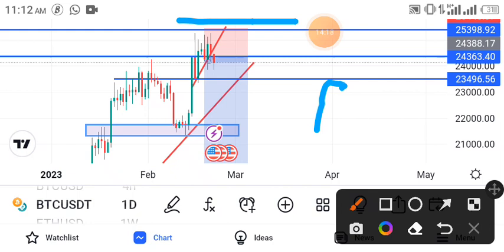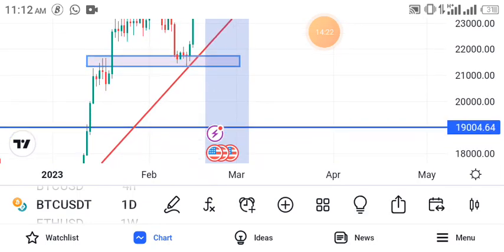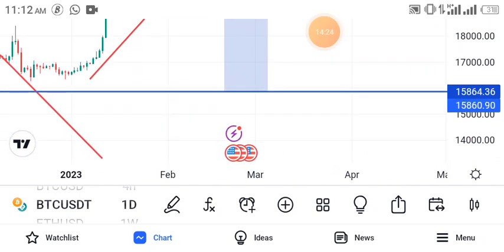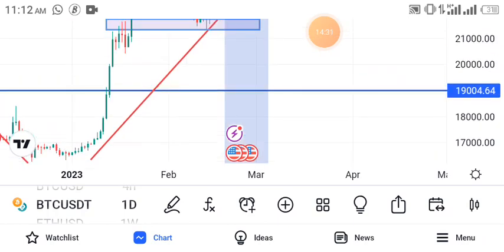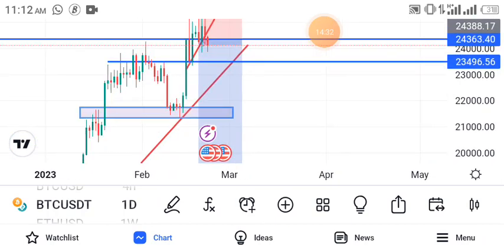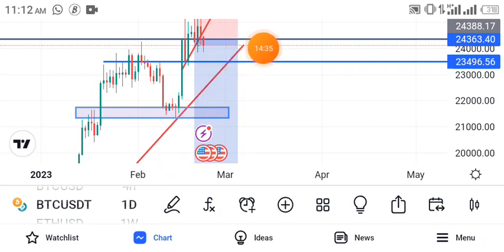Then you short it down to this area here, 15,864. So that's what I think. But remember, you cannot just hold the trade like this. It can come back to this support and then reverse back and then break this resistance. So you know how it works.